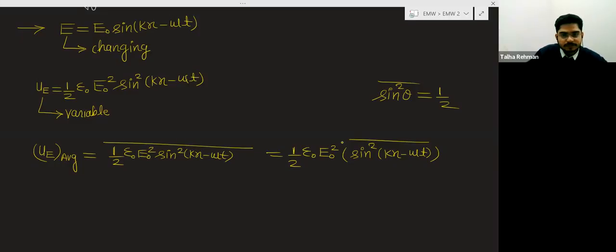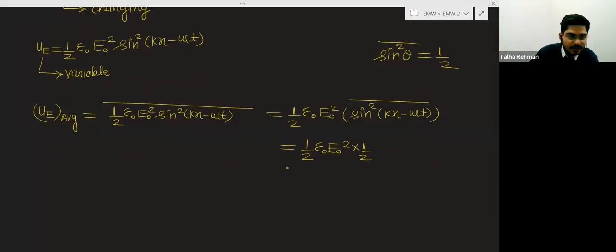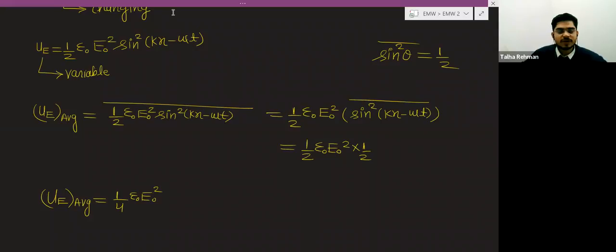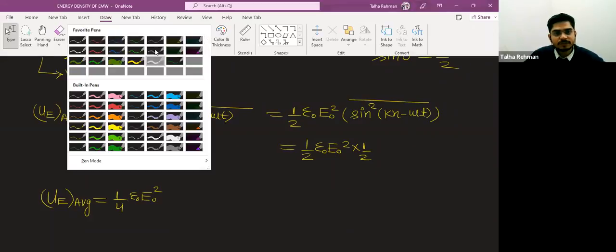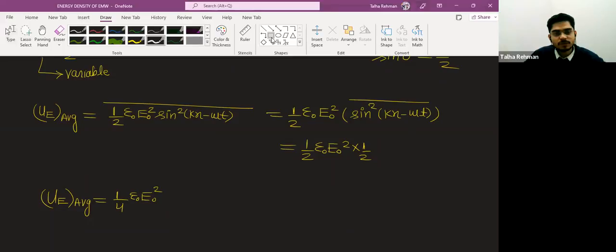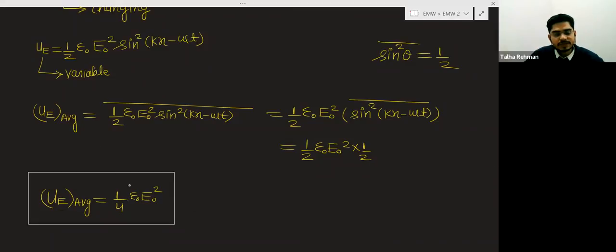So what you will get here is half of epsilon naught E naught square into half. So basically, the average value of the energy density of the electric field is equal to one fourth of epsilon naught into E naught square. So why are we taking the average value? Because the electric field is changing.